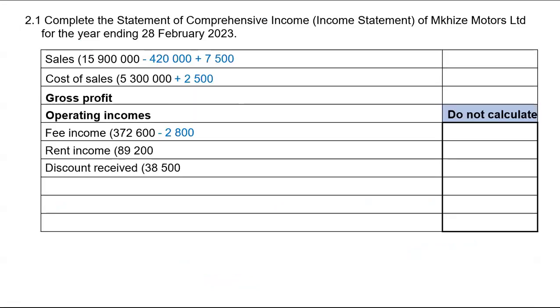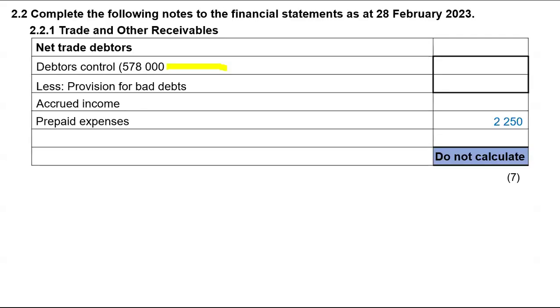So we're going to go to rent and increase it by that 8,400. But that 8,400 is accrued to us. We have not yet received it. So we're going to record it in trade and other receivables as accrued income. Okay, done with that.